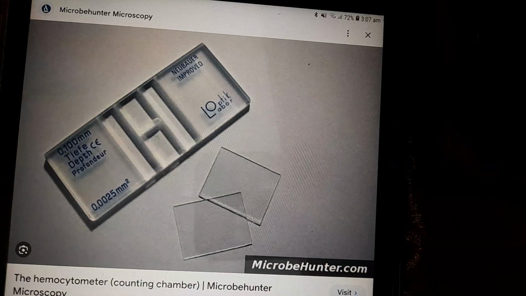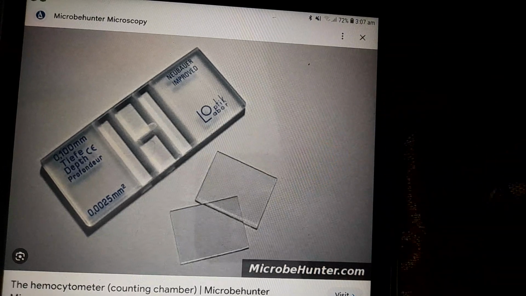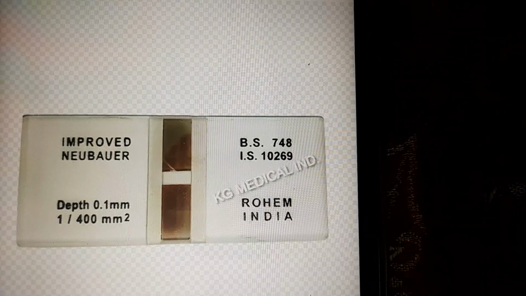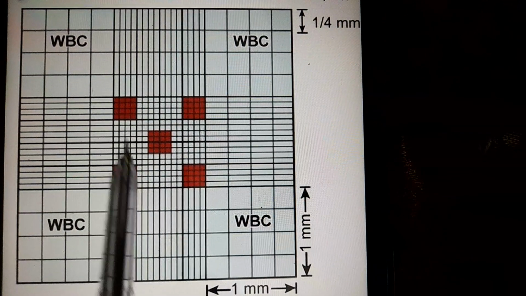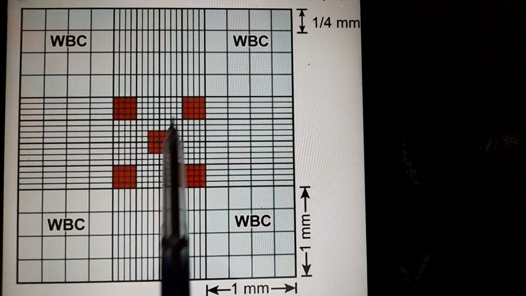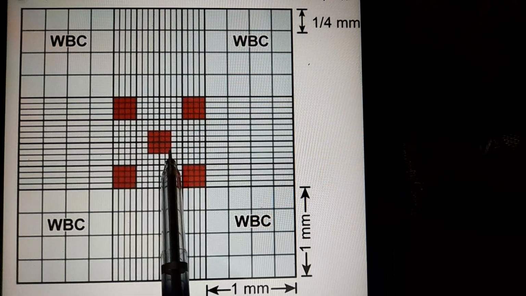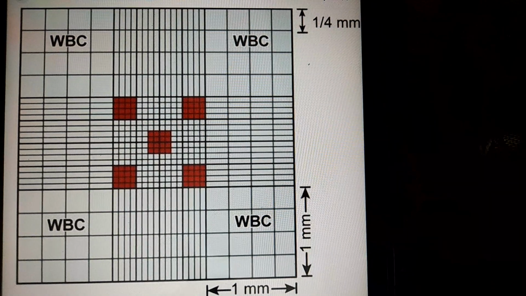Now coming to the Neubauer chamber, this is a Neubauer chamber which is uncharged. Now this one is charged. Now coming towards the counting of this Neubauer chamber, the 4 outer corner squares are used for white blood cell counting, whereas these ones are used for red blood cell counting. This one, this one, this one, this one as well, they are used for red blood cell counting.